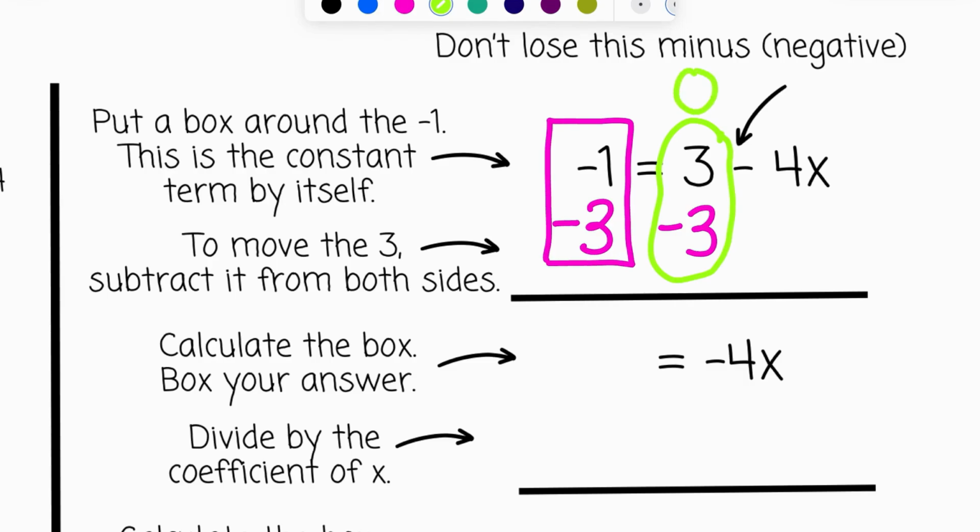Now, here's something you have to consider. That minus sign goes with the 4. Okay, so that's a positive 3. We want to make a 0 pair. So if that is a positive 3, we need to subtract 3.